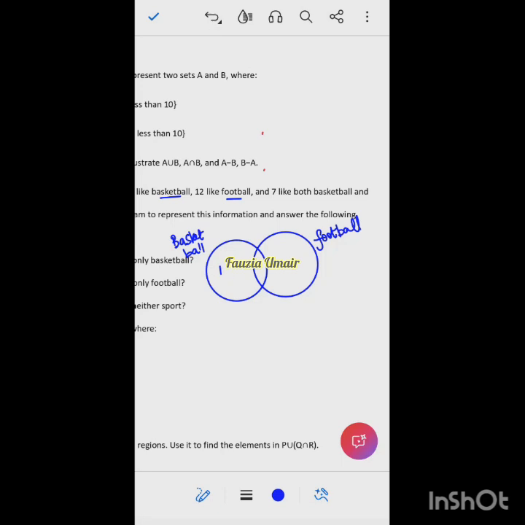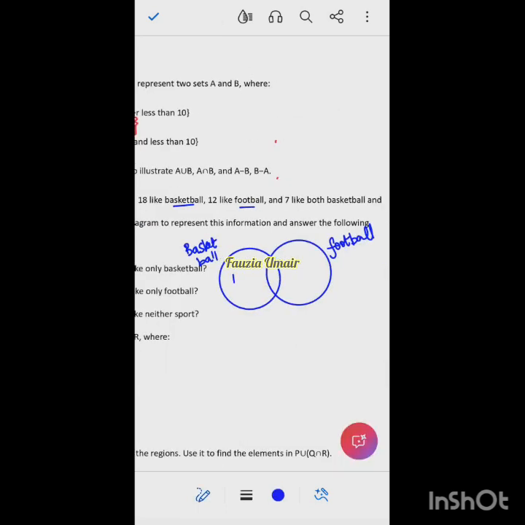How many students like basketball? 18 students like basketball, 12 students like football, and 7 students like both. Is this the correct formation or is there any problem? What do you say? Is this right or can there be some problem? Because I know there are a total of 30 students. Is this the correct Venn diagram, or is there some problem with this?